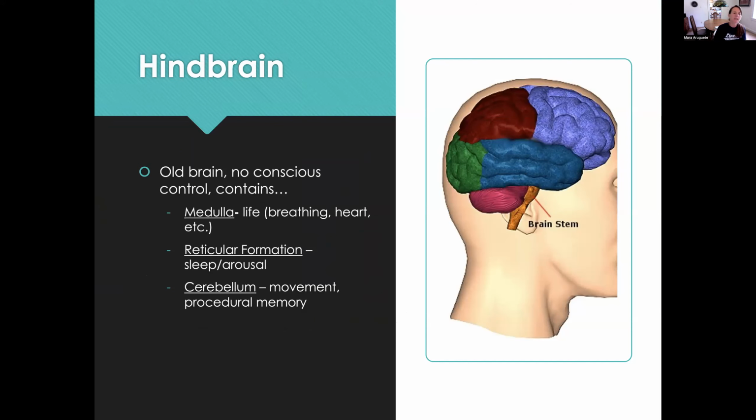We talk about it as the old brain in the sense that it has much in common with almost every other animal that has a brain. It does all of our life functions. So a lizard or a chicken will have the same structures, and they'll do very similar things.